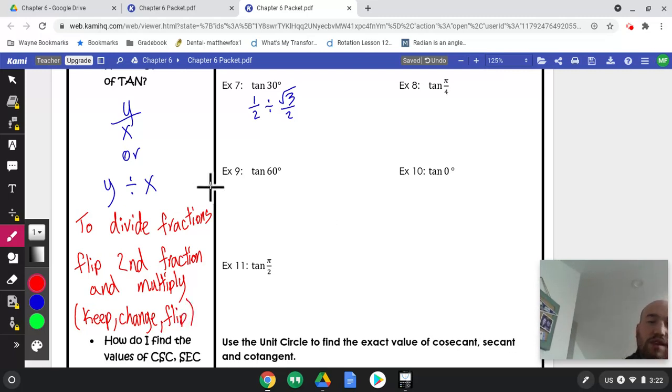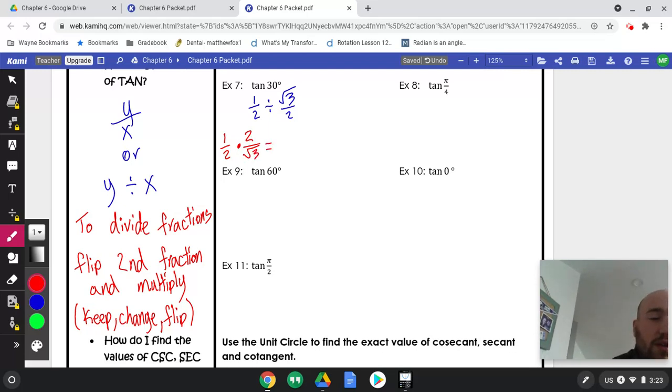So what we mean by that is we're going to keep 1/2. We keep that as is. We change the divide to a multiply. And we flip, meaning we find that reciprocal. So we flip the second one, so 2 over square root of 3.